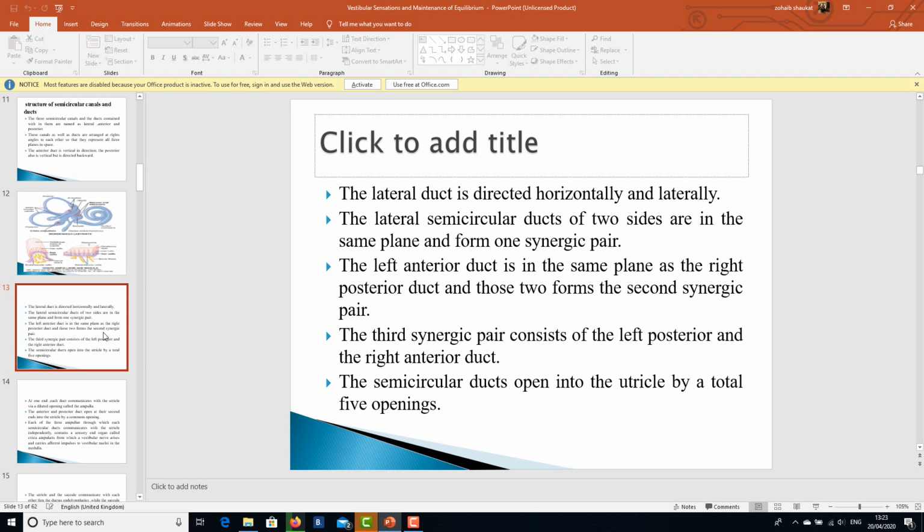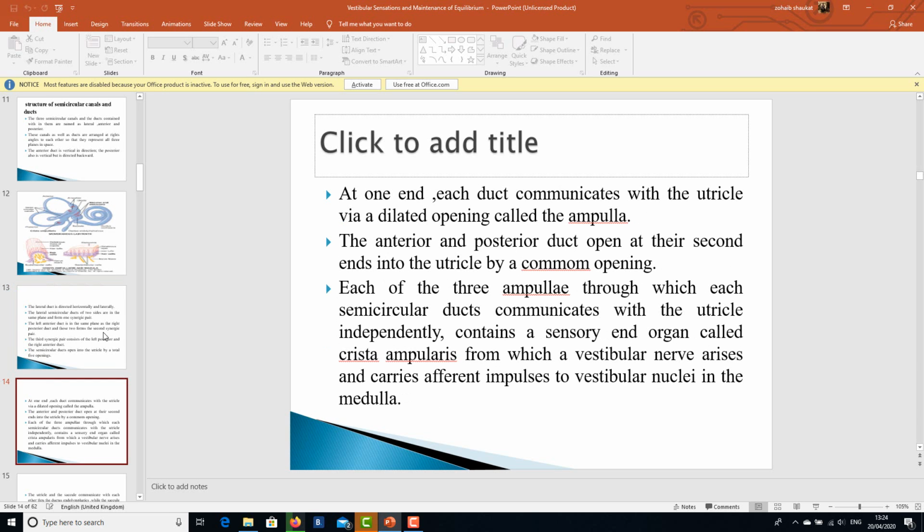The lateral semicircular ducts of two sides are in the same plane and form one synergic pair. The left anterior duct is in the same plane as the right posterior duct, and those two form the second synergic pair. The third synergic pair consists of the left posterior and the right anterior duct. Each semicircular duct opens into the utricle via a dilated opening called the ampulla. The anterior and posterior ducts open at their second ends into the utricle by a common opening.